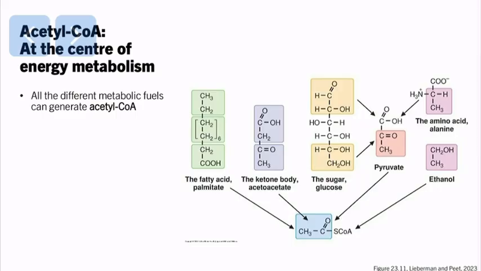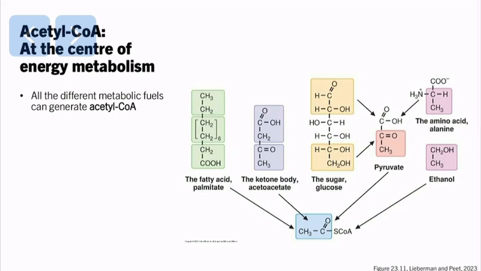Now, acetyl-CoA is critical. Acetyl-CoA is useful because it's really at the center of all energy metabolism within the cell. Every metabolic fuel can be converted into acetyl-CoA. This makes it central in generating energy from any dietary source. Fatty acids can be converted to acetyl-CoA. Ketone bodies can be converted to acetyl-CoA back and forth. Carbohydrates get converted to pyruvate in glycolysis. Pyruvate gets converted to acetyl-CoA in the PDC.